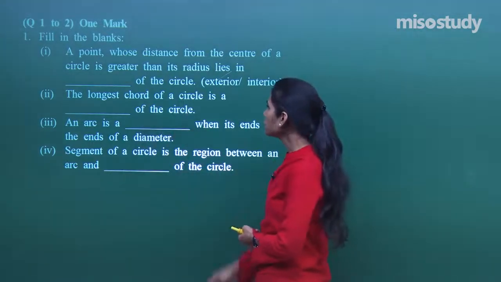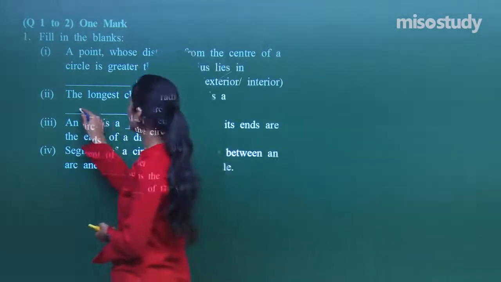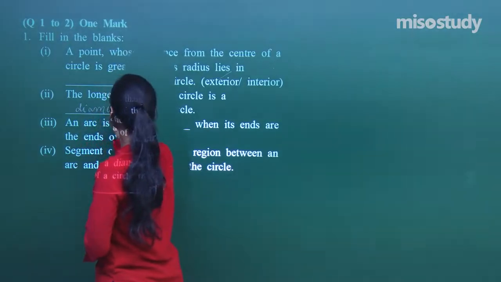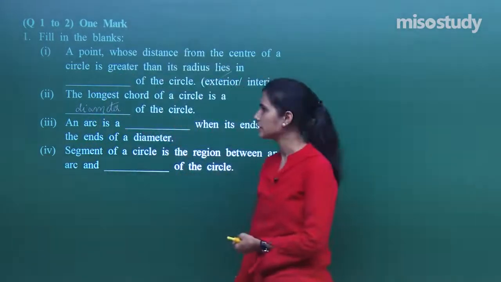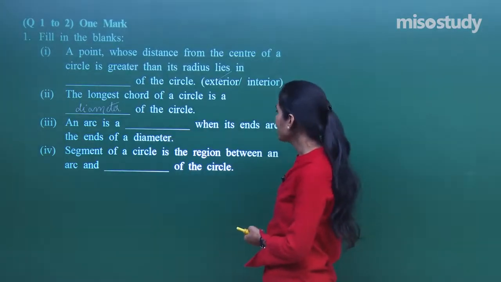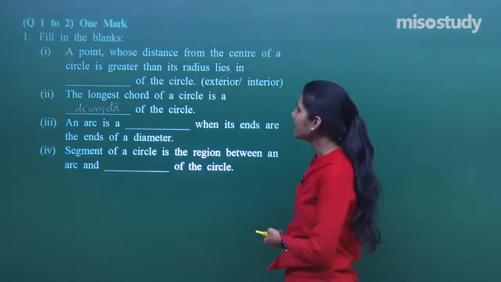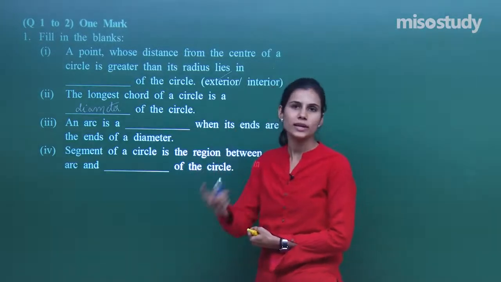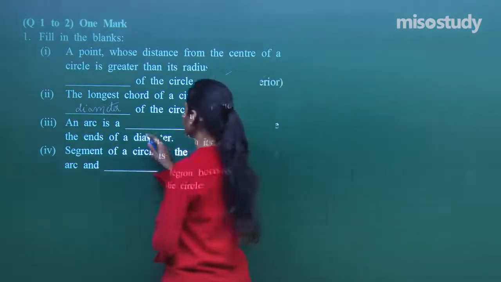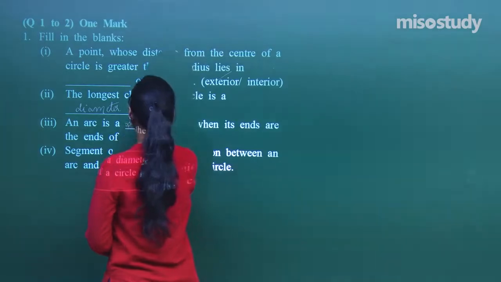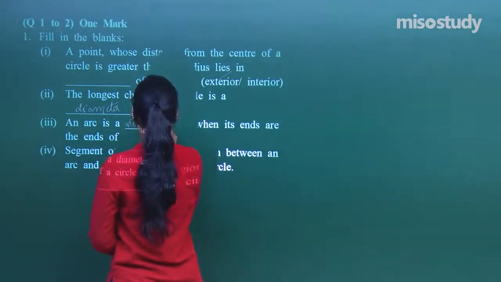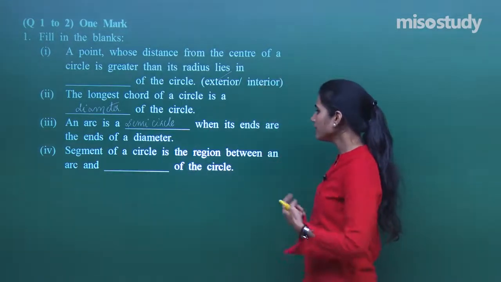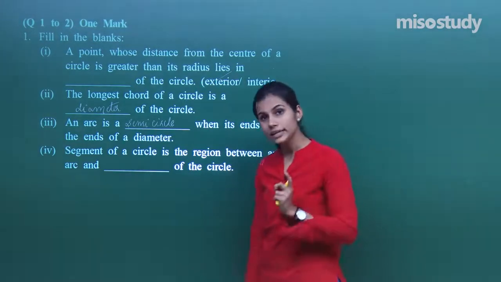The longest chord of the circle is what? It is nothing but the diameter. You know this, passing through the center of the circle. An arc is a dash when its ends are the ends of a diameter. An arc becomes a semicircle when its ends are the ends of a diameter. So this blank is semicircle. Segment of a circle is the region between an arc and the corresponding chord.